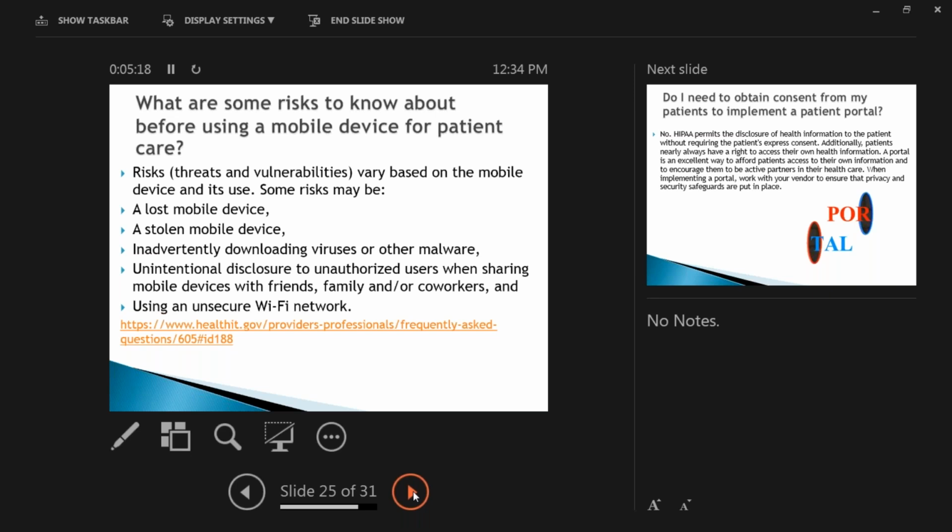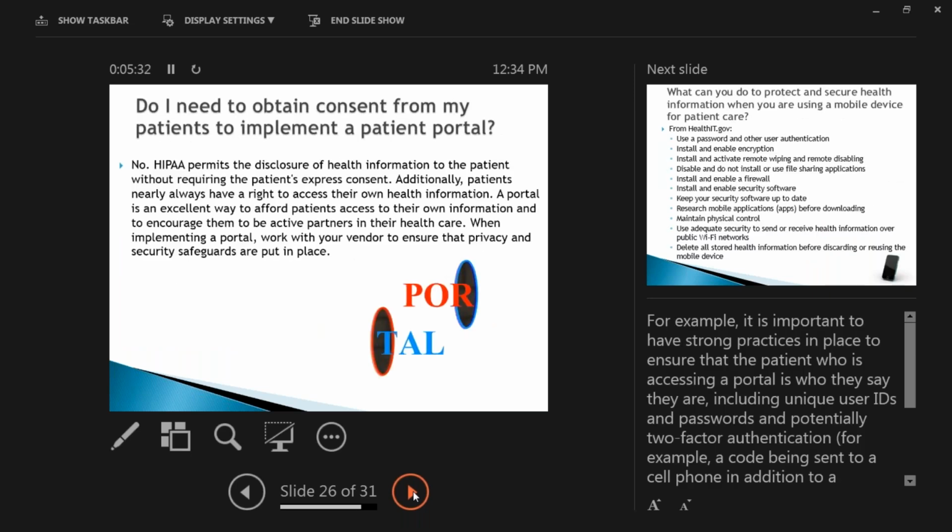It depends, but you could lose your phone, right? You could download a virus by accident. There could be an unauthorized disclosure. So we want to be really careful and make sure that we are protecting our mobile devices, and I'm going to get to another slide on that in a second.